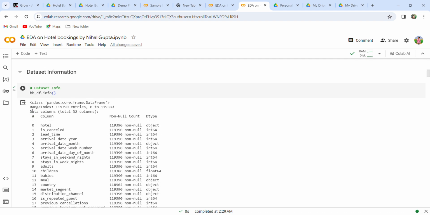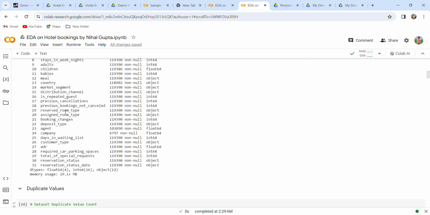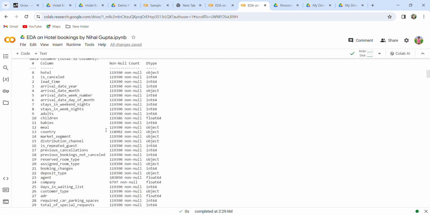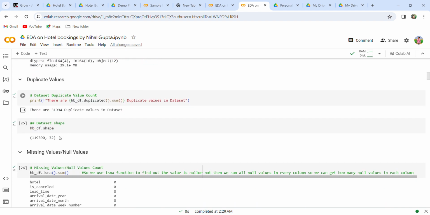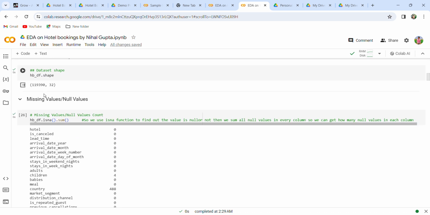Now dataset information. Here we are writing df.info, and by this we are getting the information of all our data. So this is all the values. Now coming to duplicate values in the dataset. Here we are printing df.duplicated().sum(). So here we are getting 31,994 duplicate values in our dataset. Now dataset shape, df.shape. So we are getting the rows and columns shape.